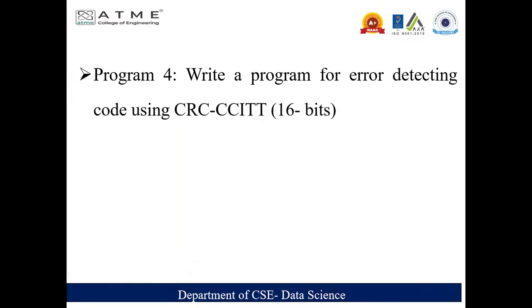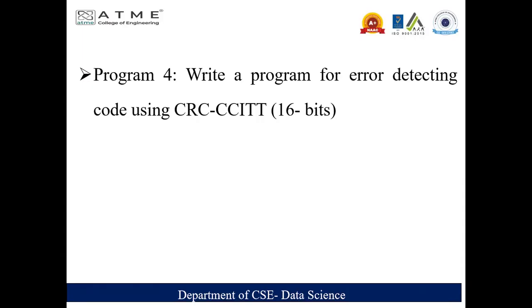Today we will be discussing Program 4, which is related to error detection code using CRC CCITT. CRC CCITT means Cyclic Redundancy Check, Consultative Committee for International Telephony and Telegraphy, where it mainly uses 16 bits in order to identify errors. It is an error detection algorithm which was standardized by CCITT, which is now known as ITU-T.